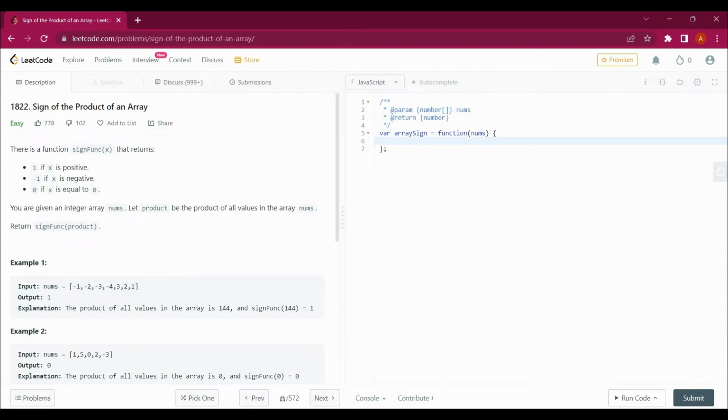So let me start solving the question. For that, first of all, I will be creating a variable which will be our product. Let prod is equal to 1.